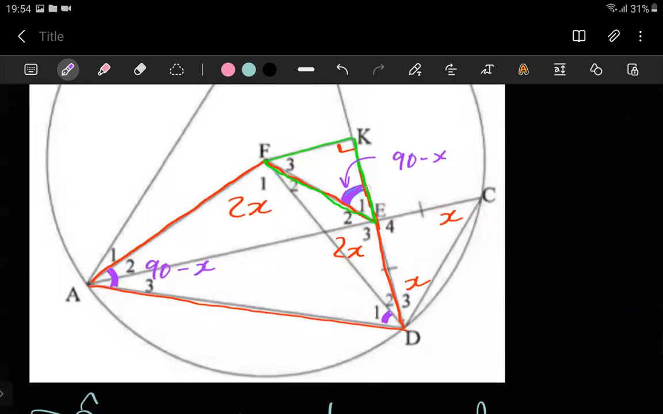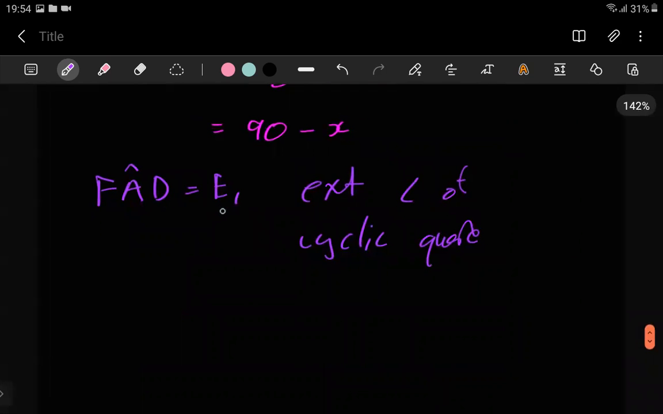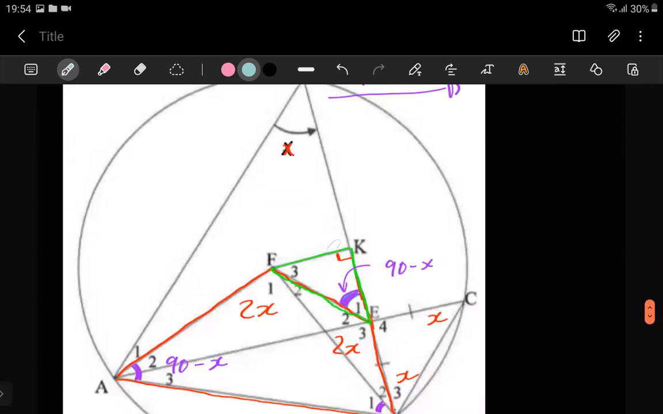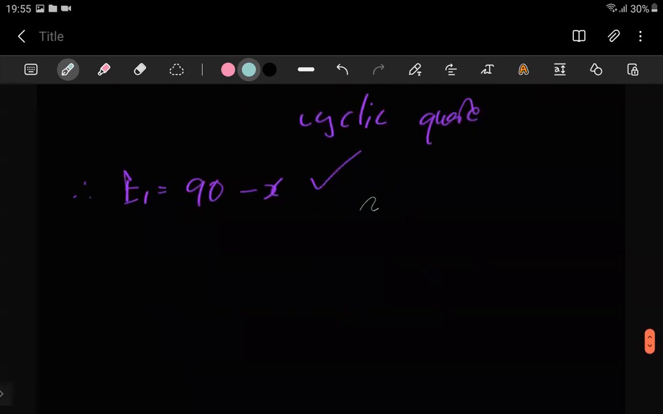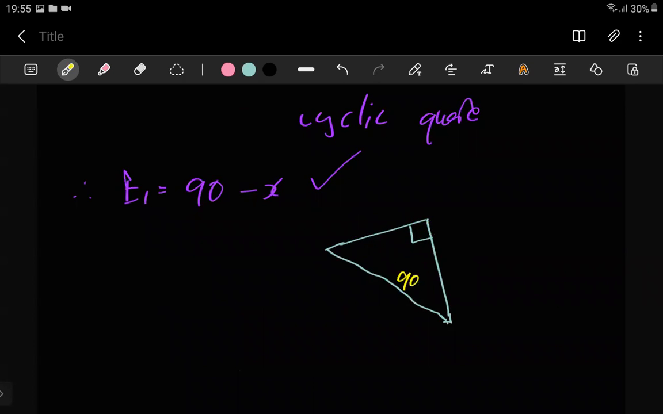As long as we can show that this is equal to 90 minus x, let's see, we said here FAD is equal to E1, exterior angle of a cyclic quad. So here we can say, therefore, E1 is equal to 90 minus x. So that's like a mini detour, or like a mini checkpoint. Now, if you look at FKE, let's even draw it out here. FKE, because now this is our only focus. Everything else is useless now, because we have used it. That's a pun. So here, what we have is a 90-degree angle. This is 90 minus x.